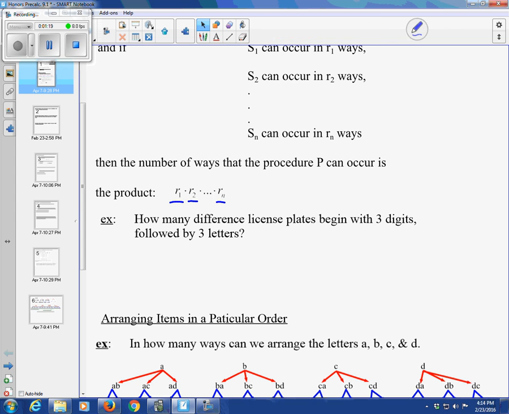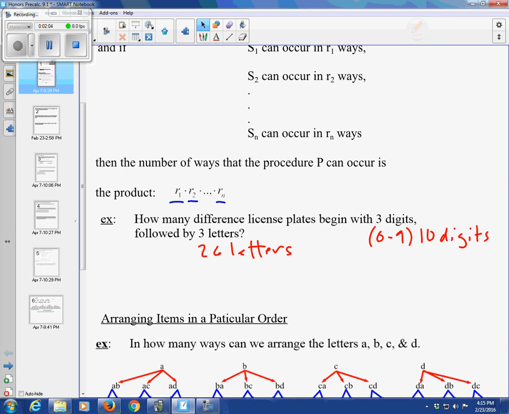So let's look at an example of this. I think it'll make it a little bit easier to see. Our first example is asking us how many different license plates begin with 3 digits followed by 3 letters. So right here we've got a procedure of creating license plates where we're taking 3 digits and following them by 3 letters. Right here we would consider each stage to be the selection of a digit or a letter. Now with the digits, we can say we're selecting digits from 0 to 9, so that would be 10 digits we'll be selecting from, right? And for our letters, we'd say we're selecting from the alphabet, which has 26 letters.